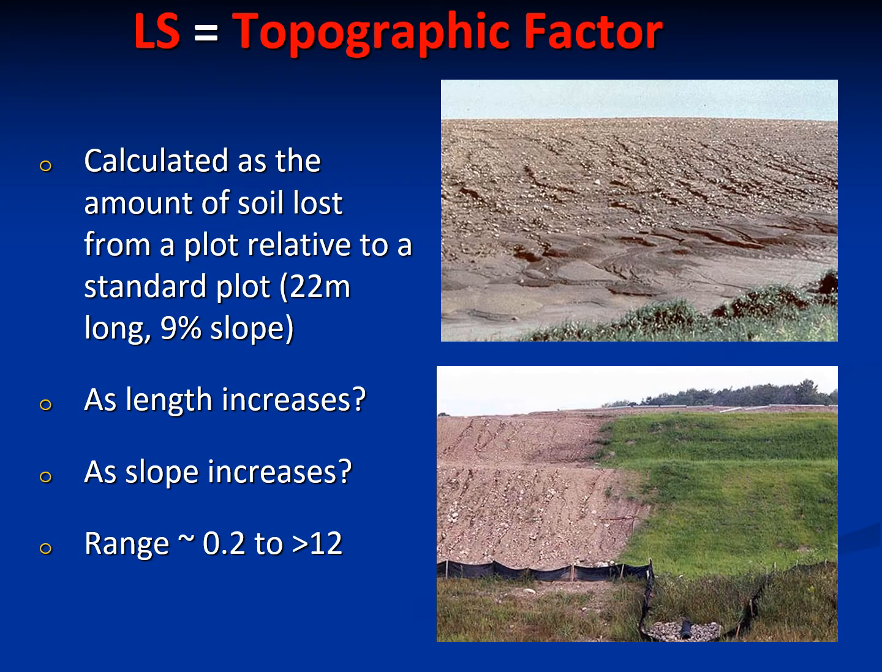The LS topographic factor is calculated as the amount of soil lost from a plot relative to a standard plot. Again, 22 meters long and 9% slope. What happens as length increases or as slope increases? Well, as length and slope increase, the topographic erosivity will increase, especially as related to length. These values can range from 0.2 to greater than 12.